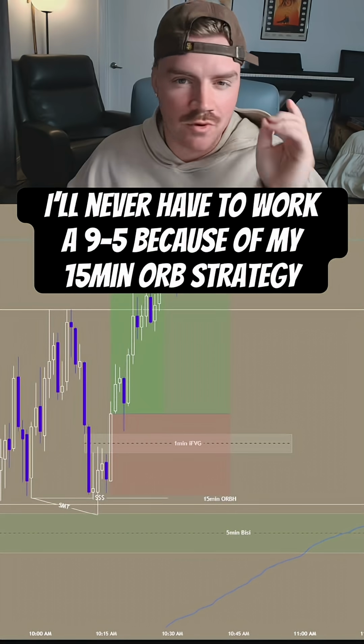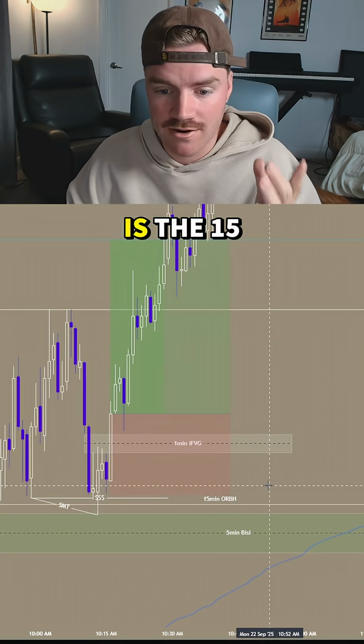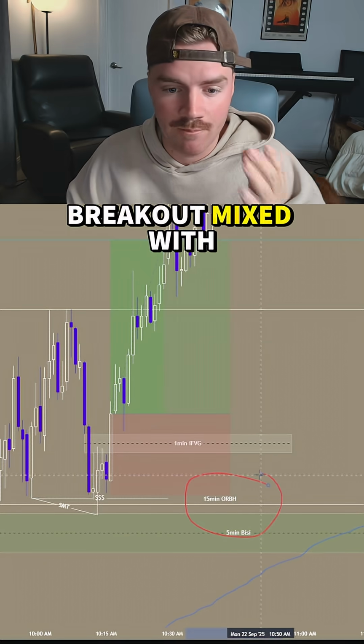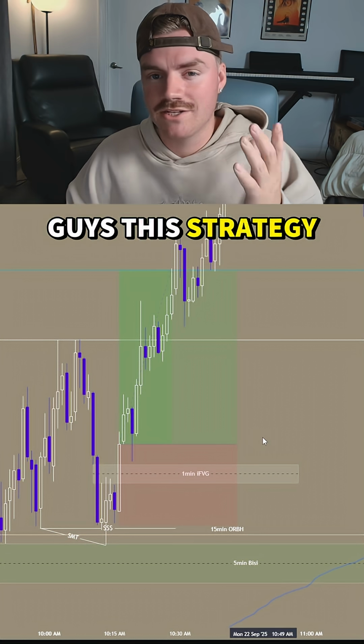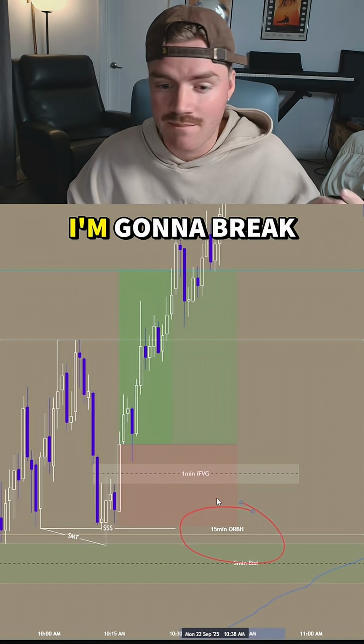This entry model is why I'll never have to work a 9 to 5 for the rest of my life. And this entry model I'm talking about is the 15-minute opening range breakout mixed with my IFVG strategy. Guys, this strategy is so simple, I could teach my dog how to trade it. And if you can just give me a minute of your time, I'm going to break it down for you right now.